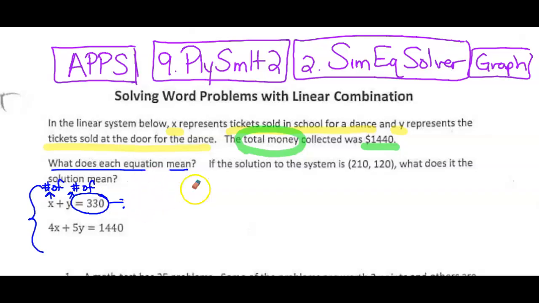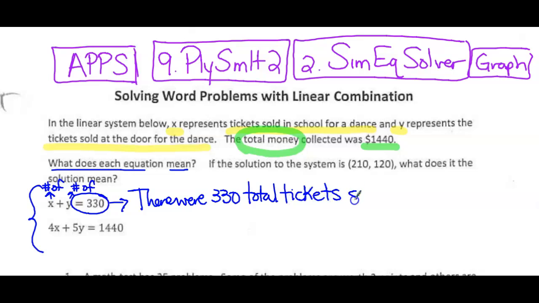This 330 represents there were 330 total tickets sold for the dance. X was the tickets sold at school. Y was the tickets sold at the door.